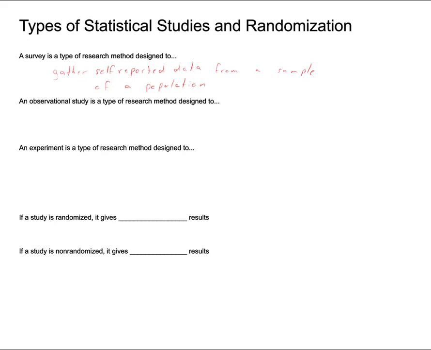Now, what about an observational study? Well, an observational study is a research method designed to determine how two parameters move together. So in observational studies, researchers are trying to figure out if there is a correlation between two parameters.